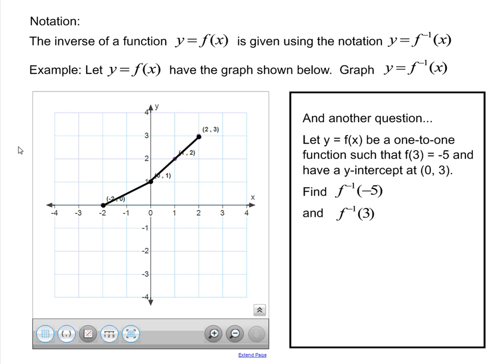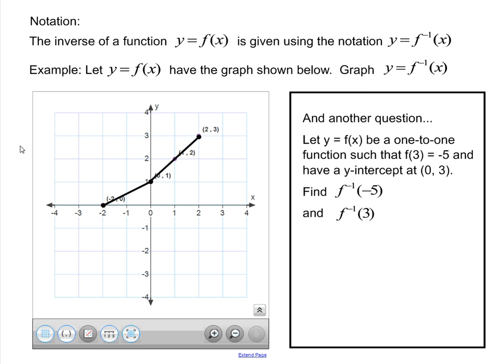Okay, so now let's talk a little bit about the notation for our inverse functions. Inverse functions are one-to-one, so that means that every value of x is assigned one value of y, and each value of y is assigned one value of x. They pass the vertical and horizontal line tests.